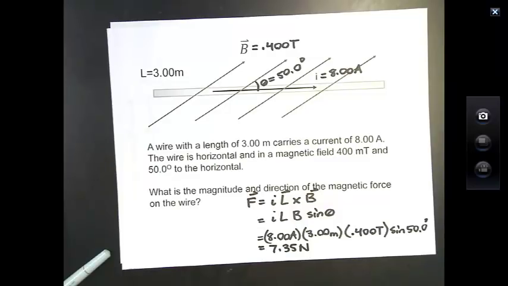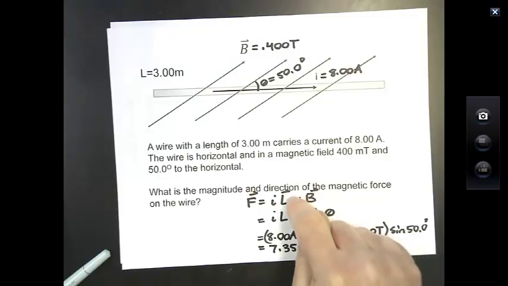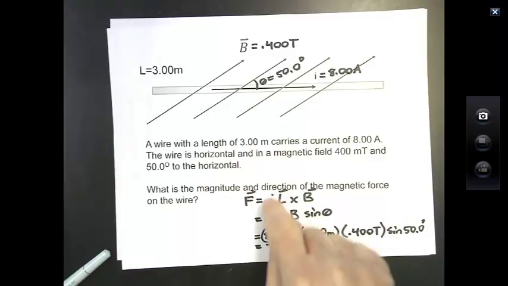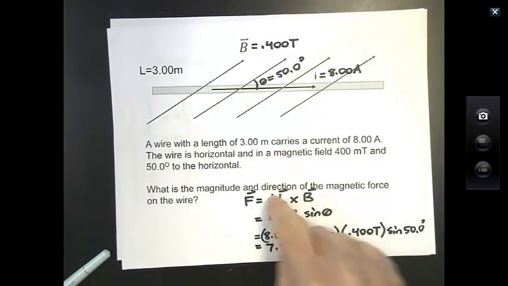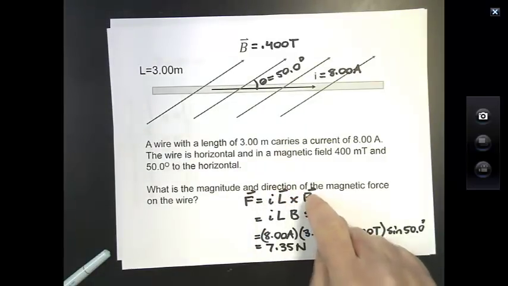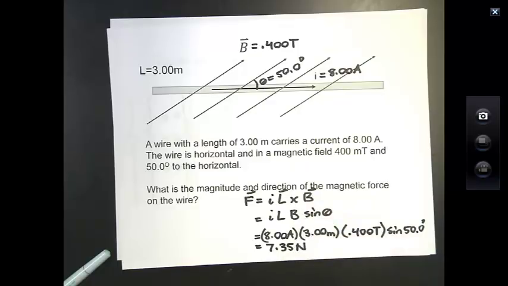Next question. What's the direction of that force? Okay, this is a cross product. So that means we're going to put our fingers in the direction of this vector, let them curl in the direction of this vector, and our thumb will point the way to the answer.